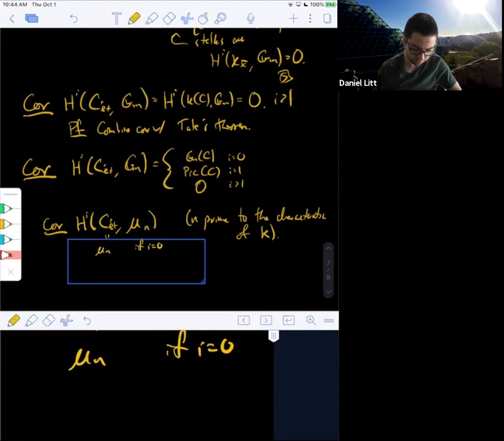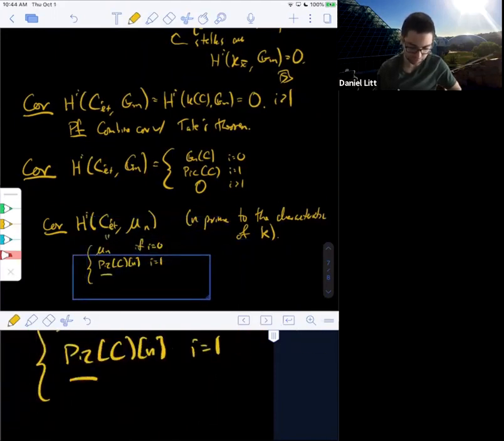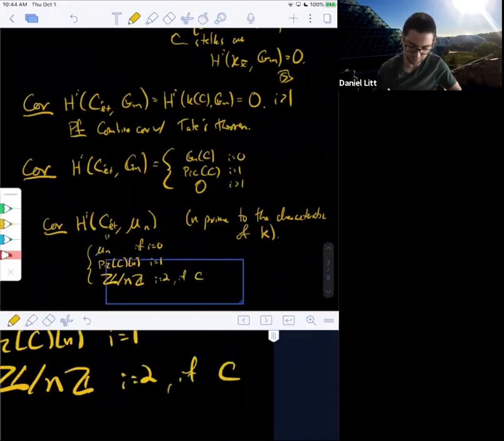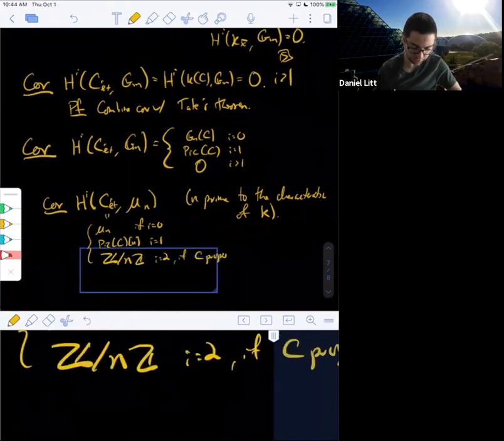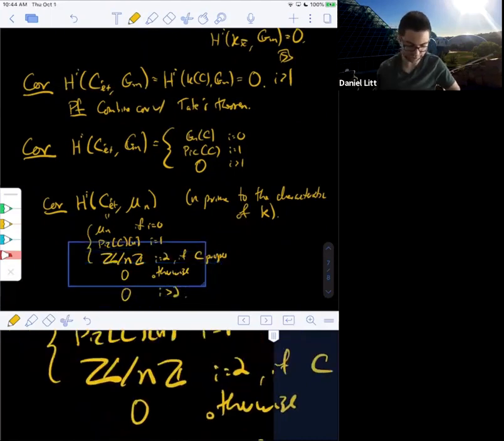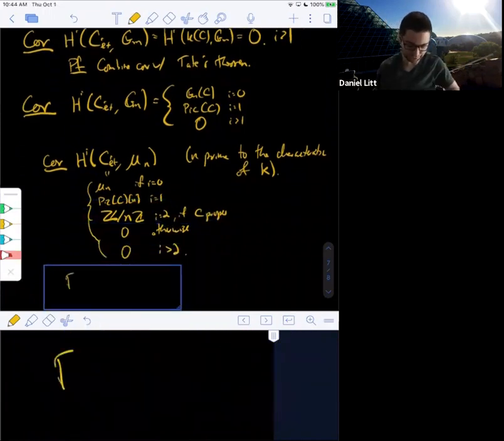It equals the n-torsion in Pic C if i equals 1, and it equals, let me just write out the answer. So it equals Z mod nZ for i equals 2 if C is proper and 0 otherwise. And then it equals 0 for i bigger than 2. So let me extend my brackets downward. All right, can anyone tell me how to deduce this from the previous corollary?